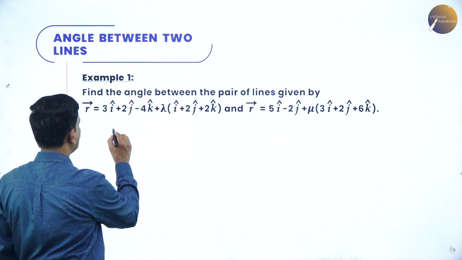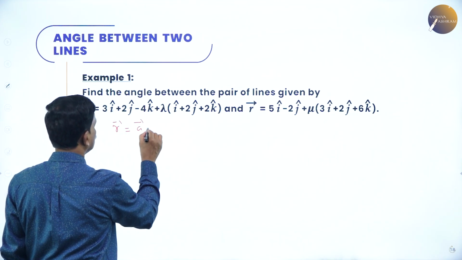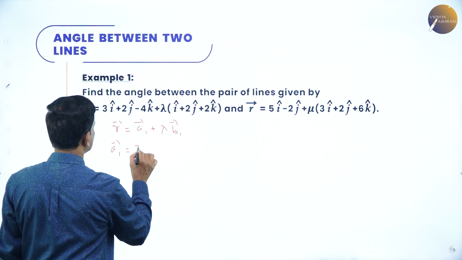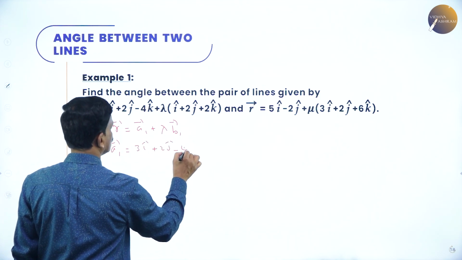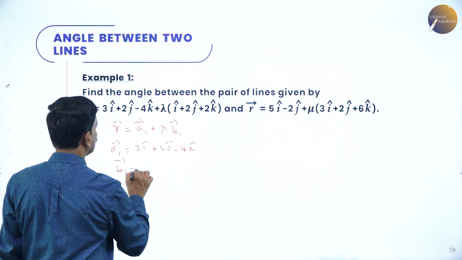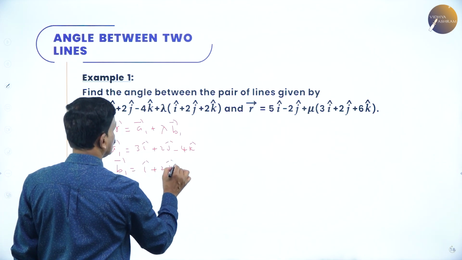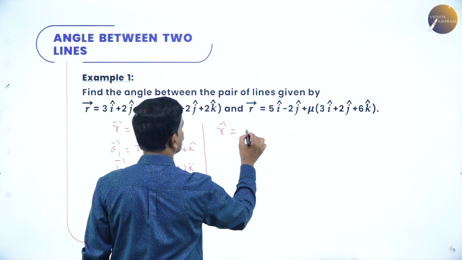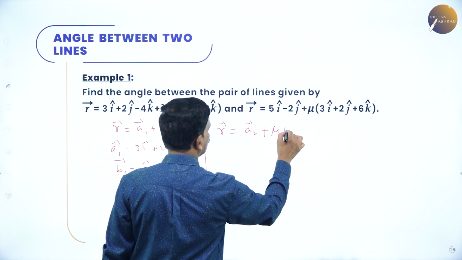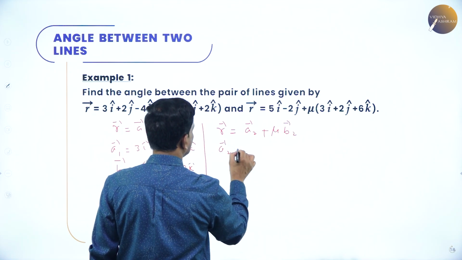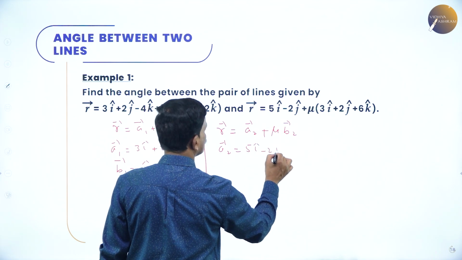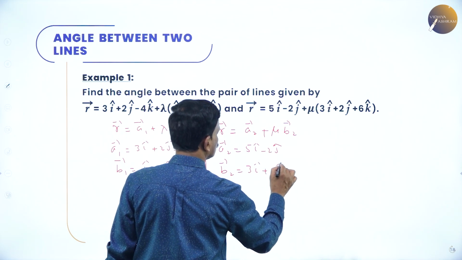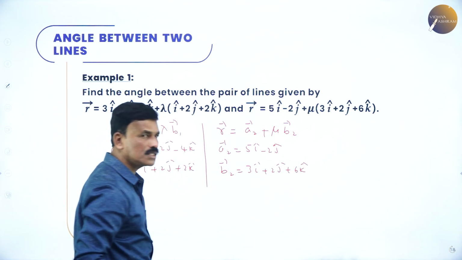Now, comparing with vector r equals a1 plus lambda times vector b1, vector a1 is 3i plus 2j minus 4k, and vector b1 is i plus 2j plus 2k. Similarly, compare this with vector r equals vector a2 plus mu times vector b2. So vector a2 is 5i minus 2j, and vector b2 is 3i plus 2j plus 6k. These are the given conditions.